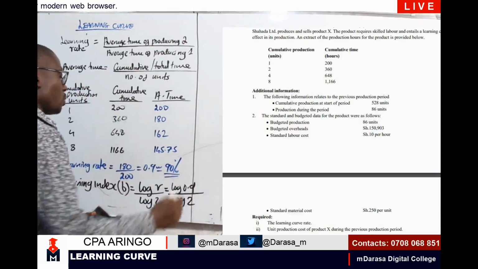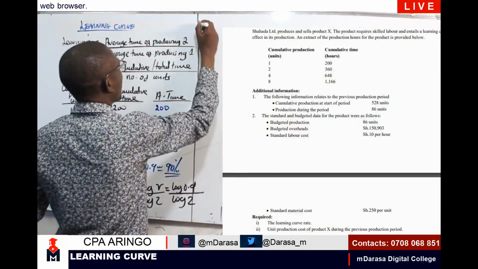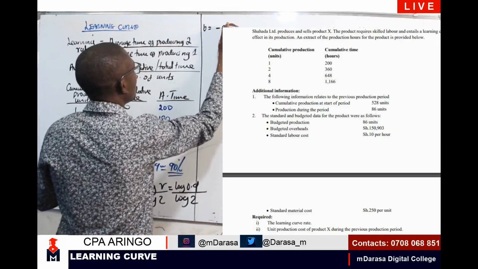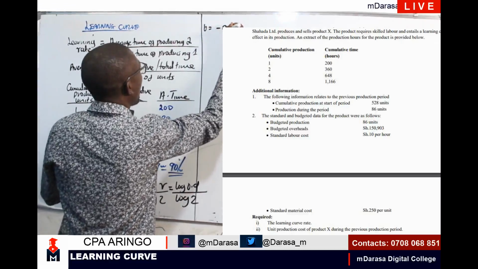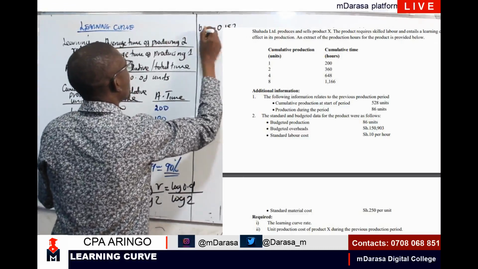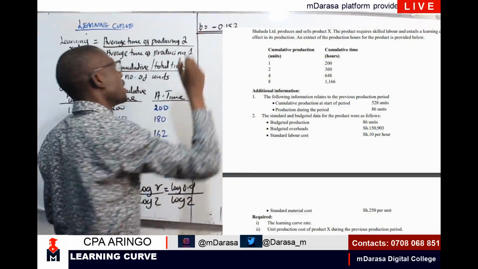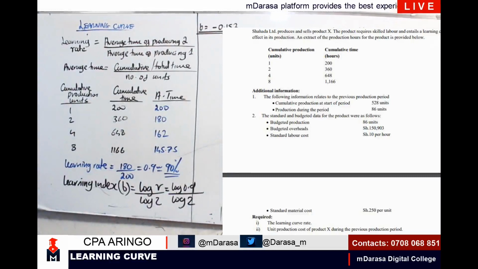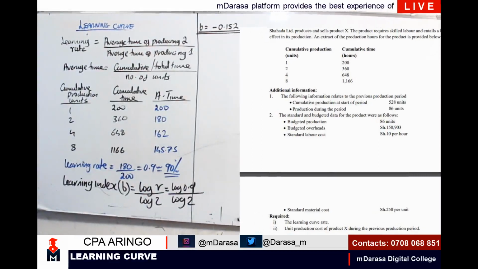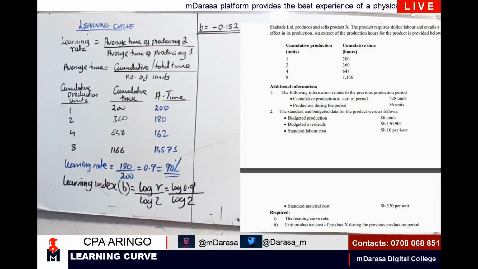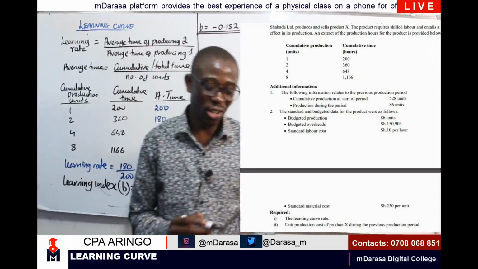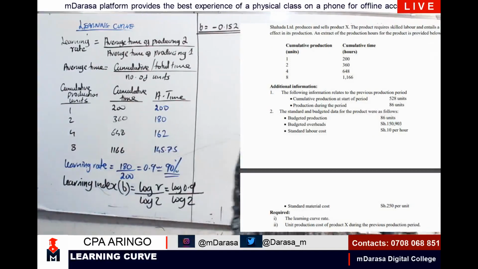At this point, Mwalimu is getting my B, or rather learning index. I'm getting a figure of negative 0.152. And that's the figure that Mwalimu is getting as the learning rate, or rather learning index, as much as you aren't given, but it's very important for us to note that. So that is what Mwalimu is getting as our learning rate, or rather our learning index: log R divided by log 2.